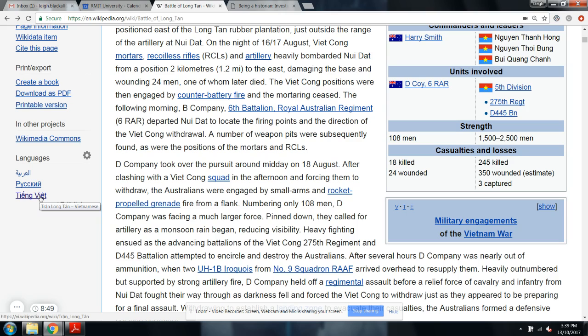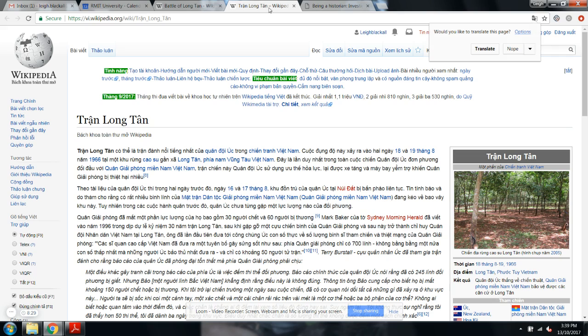That's because each language version in Wikipedia is an independent Wikipedia project. Their pages are often structured differently, and they're essentially written by volunteers from that language. So anyway, let's open up the Vietnamese article.